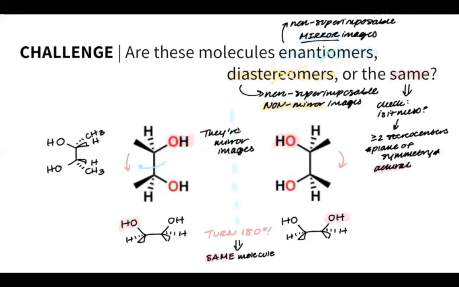Something else you can use to check to see if you have meso is to look at your plane of symmetry. Remember, meso compounds are always going to have a plane of symmetry. You're going to see right here, both of these guys have a plane of symmetry, which makes sense because they are the same molecule.